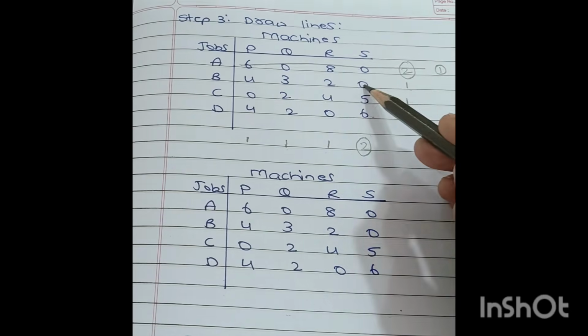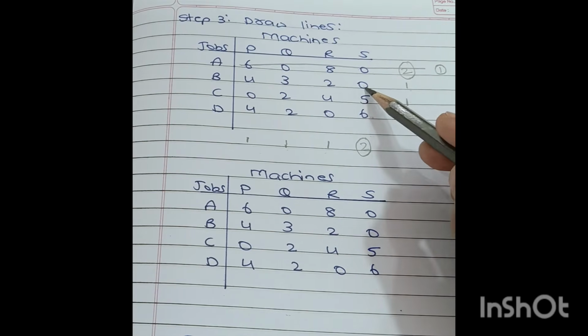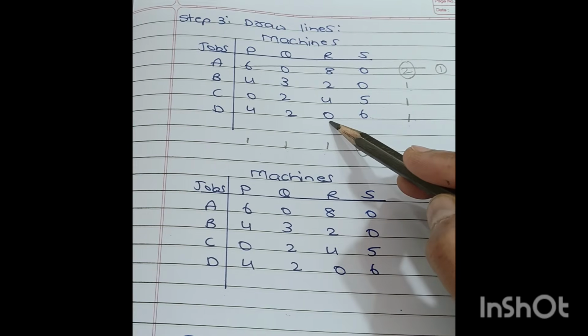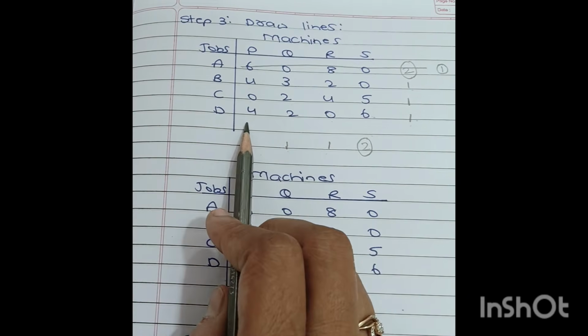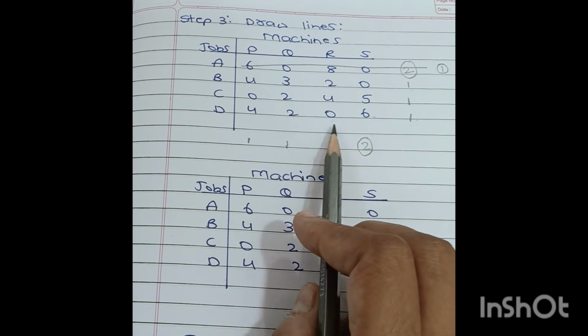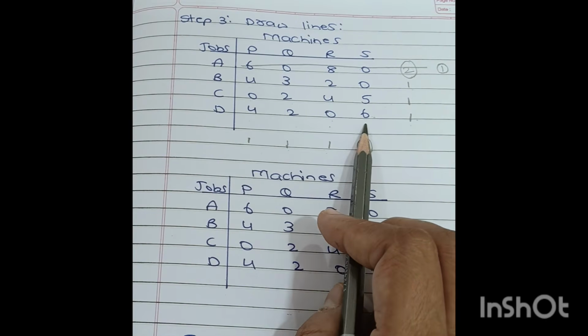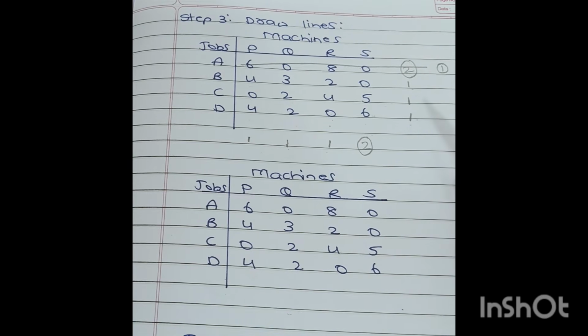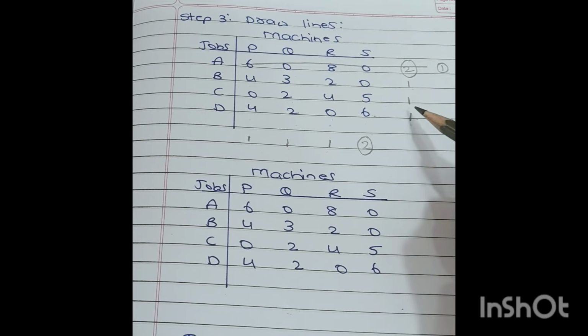Now, in each and every row, as you can check, in row B, there is 1 0, row C, there is 1 0, row D, there is 1 0. Similarly, in column also, column P, 1 0, column Q, there is no 0 left, column R, there is 1 0, and column S, there is 1 0. As there is only 1 0 in row also and also in column, hence, we can draw a line either row wise or we can draw a line column wise.